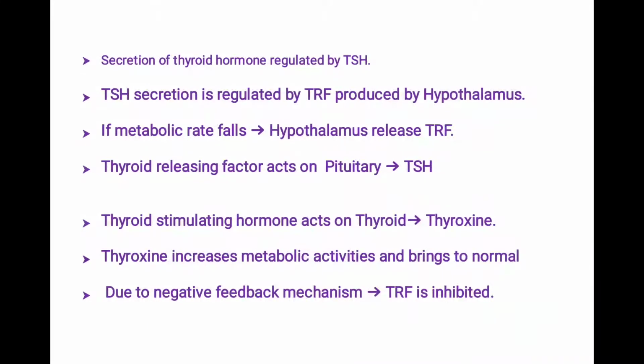Due to the negative feedback mechanism, that means when the body comes to normal metabolic rate, the TRF is inhibited. When there is inhibition of TRF, that inhibits the secretion of TSH. When there is inhibition of the TSH hormone, there is inhibition of the secretion of thyroxine.